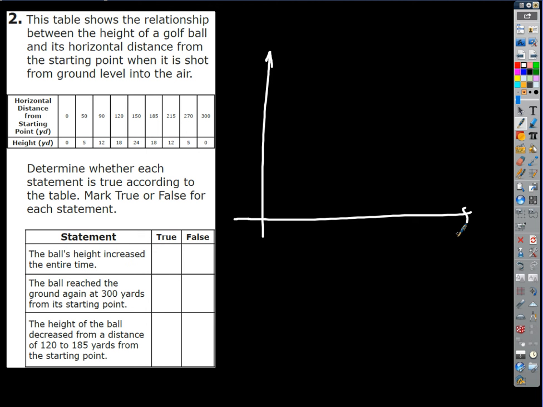Because you're going to be inputting how far the golf ball's gone down range, and the output is going to be how high it is above the ground, right? So we've got height and distance. Okay? Now look at the values we got here. The horizontal distance starts at 0 and it just increases up to 300, right? Make sense? So we're going from 0 up to 300. What does the height do? It increases. Starts at 0, it's going to increase up to, it looks like, a maximum value of 185.